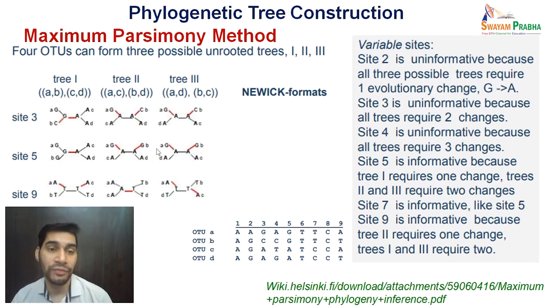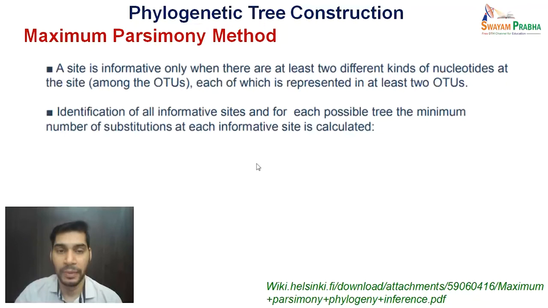If these kinds of situations occur, these are called informative sites, whereas if an equal number of changes is required, that is also called an uninformative site. We do not consider them. So we will consider sites 5, 7 and 9 in this example. A site is informative only when there are at least two different kinds of nucleotides at this site among the OTUs, each of which is represented in at least two OTUs.